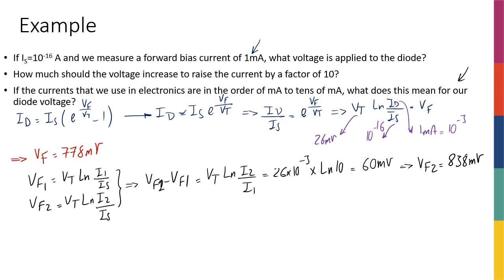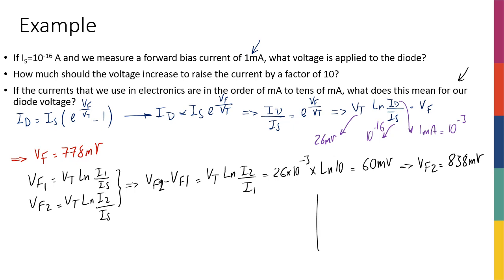So if the maximum current that we're going to have in a diode is the order of tens of milliamps, what does it mean for the diode voltage? It means that, well, we're not going to have a diode voltage that is in the order of a volt or higher than a volt. Why? Because if 1 milliamp resulted in 778 millivolts, and 10 milliamp resulted in 838 millivolts, it means that every 60 millivolts, I'm going to multiply this current by 10. So for 100 milliamp, I'm going to get somewhere around 900 millivolts.